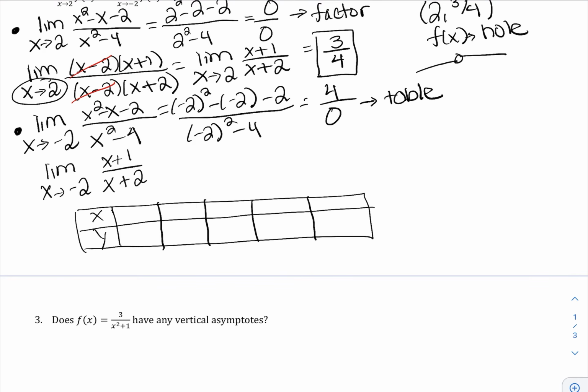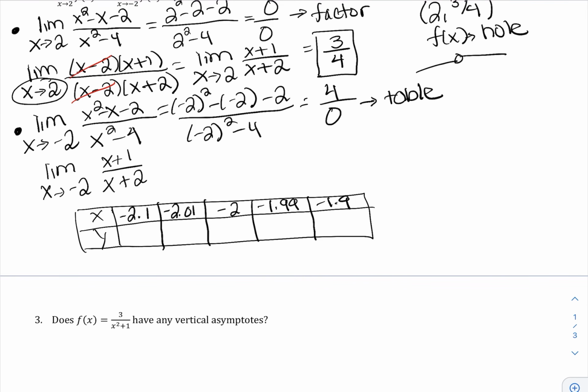So I'm going to have -2 here, and I need to pick numbers that are less than -2. So it's going to be -2.01, -2.1, because now we're in the negative direction. And then here it's going to be, say, -1.99 and -1.9.